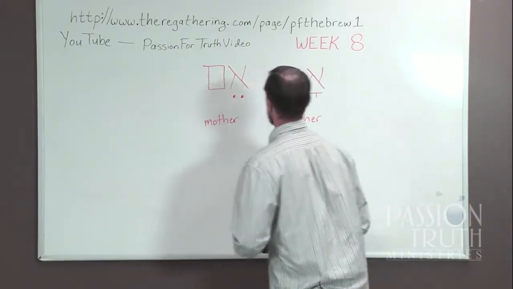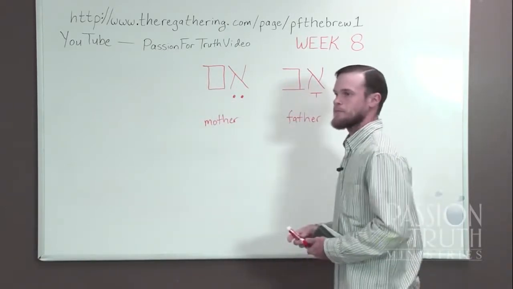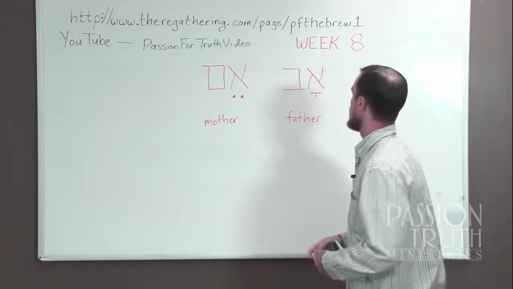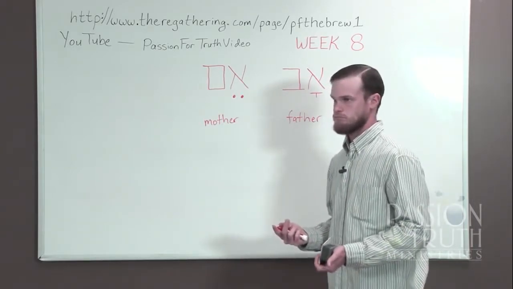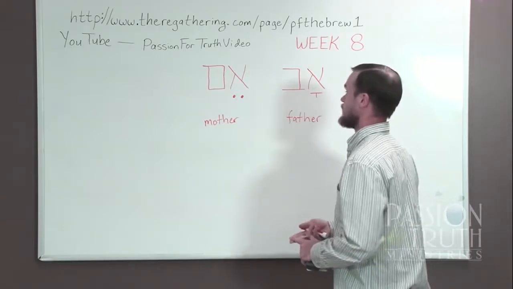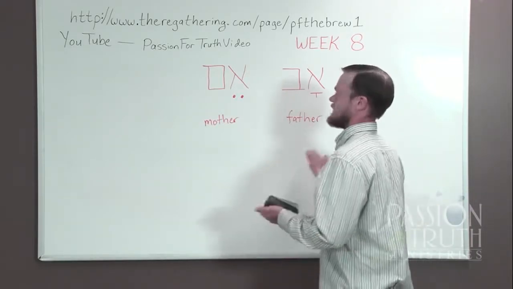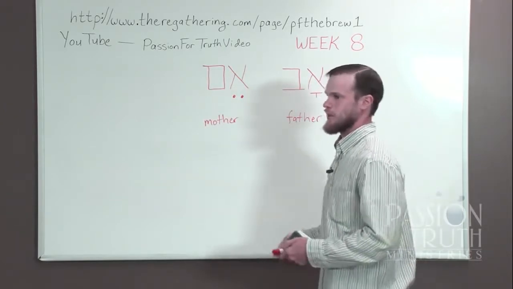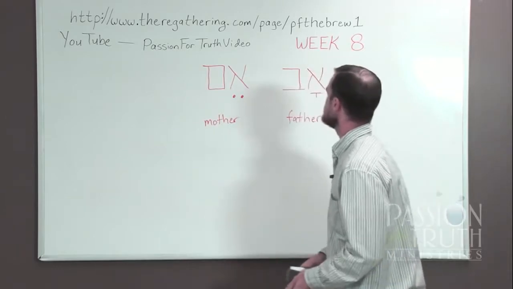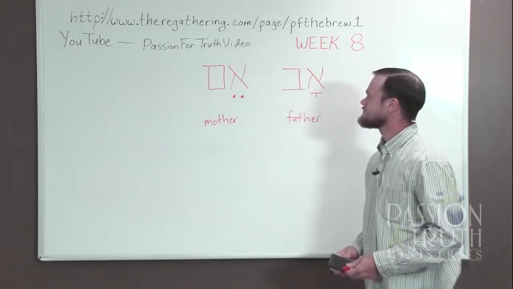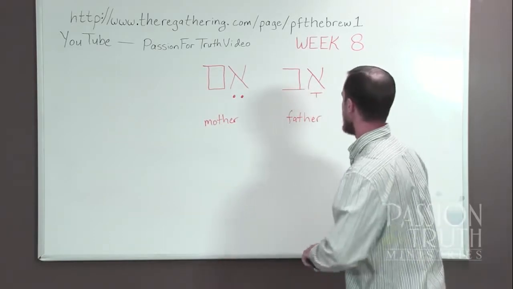And just a side note, you will also hear Abba and Ima. There are two things about these. Number one, they're Aramaic. Number two, even in Hebrew, they're sort of pet names, as it were. So Abba would be like daddy, and Ima would be like mommy, whereas Av and Aim are a little more formal, father and mother. So we've got av, aim.